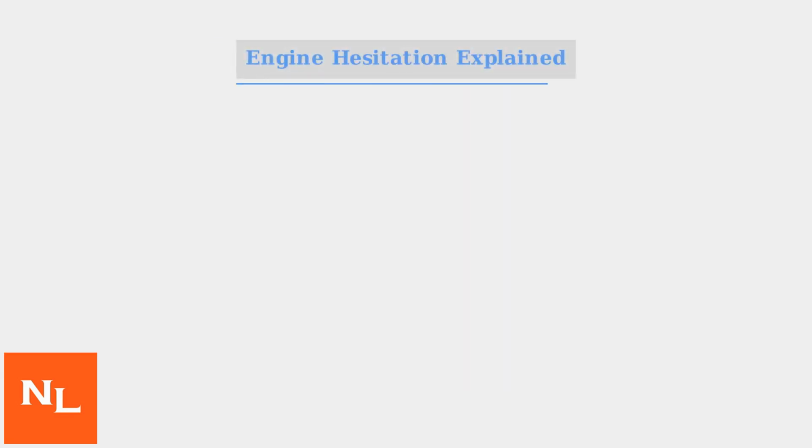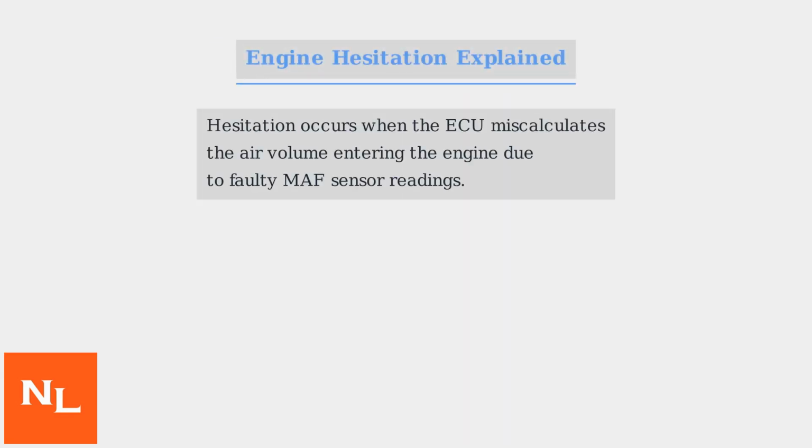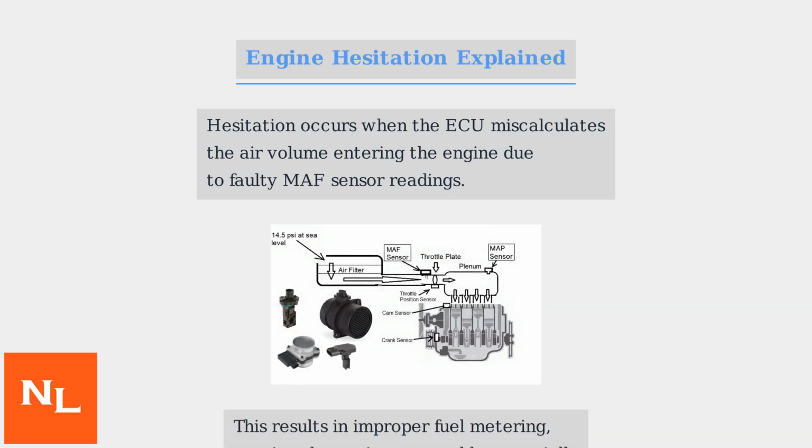Engine hesitation happens when the ECU incorrectly calculates the amount of air entering the engine because of faulty readings from the MAF sensor. This leads to the wrong amount of fuel being delivered, making the engine stumble, particularly when accelerating under load. The result is a feeling that the car is struggling to respond to your commands.